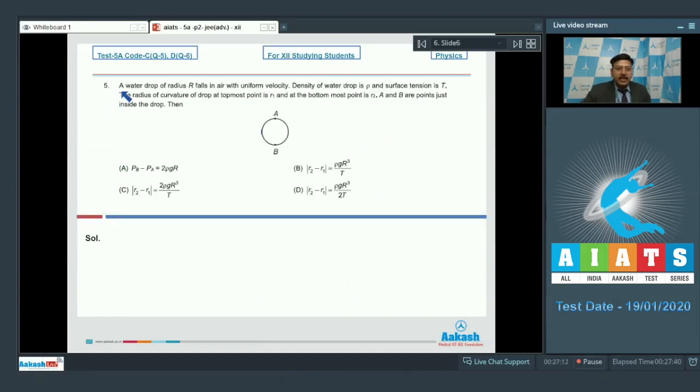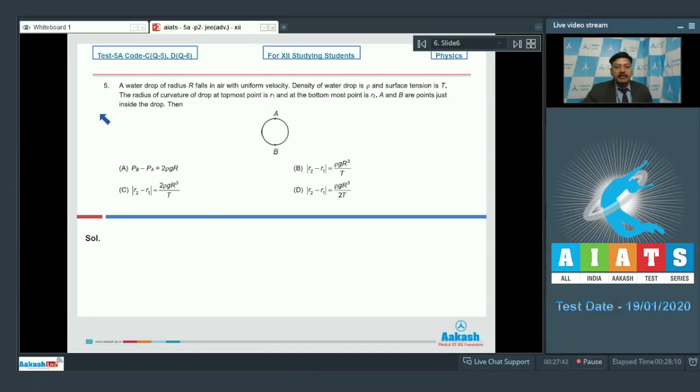Question 5 says a water drop of radius r falls in air with uniform velocity. Density of water drop is rho and surface tension is T. The radius of curvature of the drop at the topmost point is R1 and at the bottommost point is R2. A and B are points just inside the drop. Then options are about PB minus PA and mod of R2 minus R1.